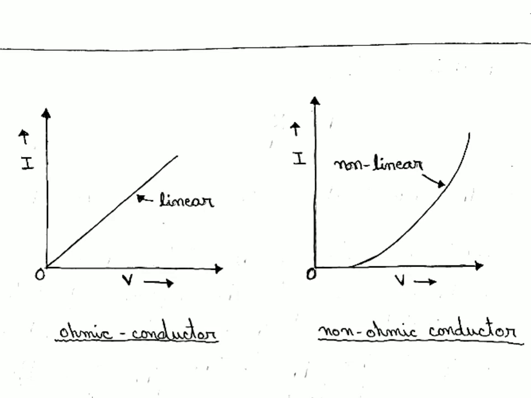Now this is the VI graph of a semiconductor or a diode. And for diode, you will learn in the chapter semiconductors. So these are the two graphs of these two types of conductors.